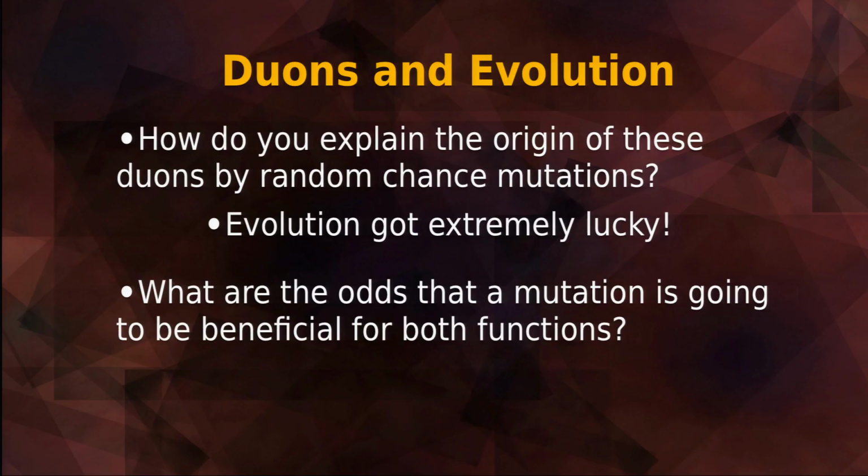I mean, if it's just doing 1 thing, you might say, well, okay, maybe that could happen by chance, but 2? All right, now we've just compounded the problem. And I'm going to guess that they probably do more than 2 things. This is just all we've discovered so far, okay? And the other thing is, what are the odds that a mutation is going to be beneficial for both functions? Because that's how evolution works, right? By random chance mutation.